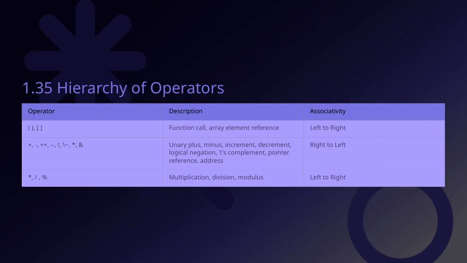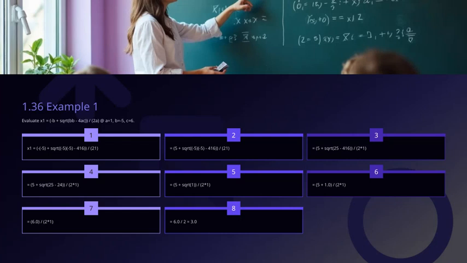Understanding this hierarchy is fundamental because it influences how complex expressions are interpreted and executed. Recognizing which operators bind more tightly helps avoid bugs and makes your code clearer. Overall, this hierarchy ties into the broader theme of understanding language syntax and semantics, ensuring you write precise and predictable code. All right, let's walk through example 1.